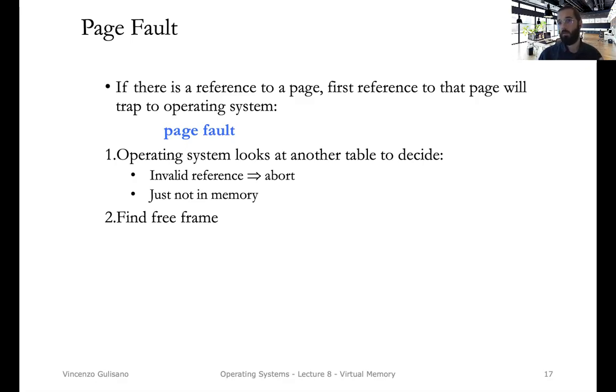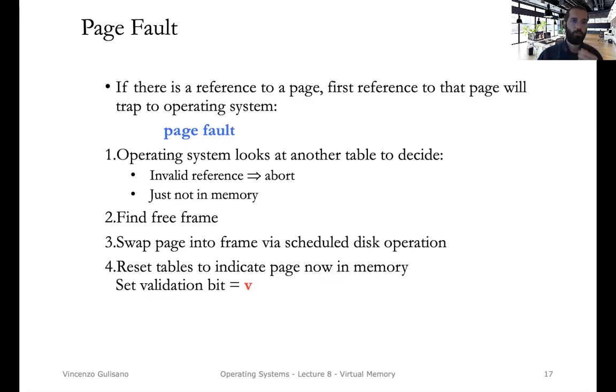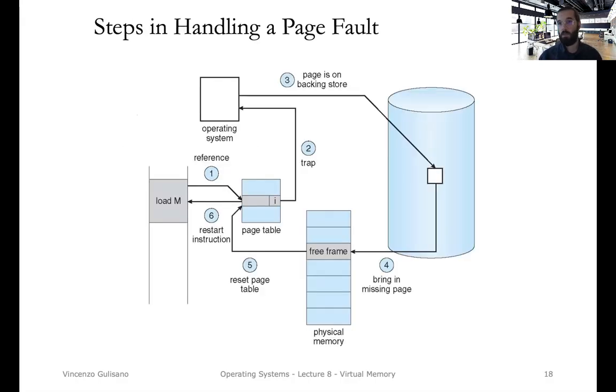The operating system needs to find a frame that is free. We will see that sometimes all the frames might be used, and the operating system also needs to take decisions when that happens. Then it swaps the page, only one page, into the frame. And this, of course, is a disk operation because you need to read. It updates the page table saying that now the reference is actually valid, and then it can restart the process that is trying to run. And this is basically what I just said, but you have the steps numbered here and the different actions. Have a look at the figure.